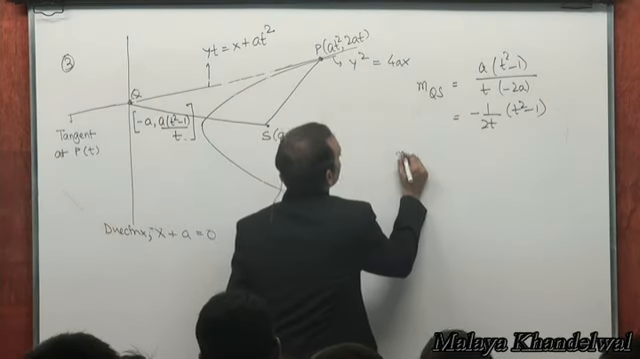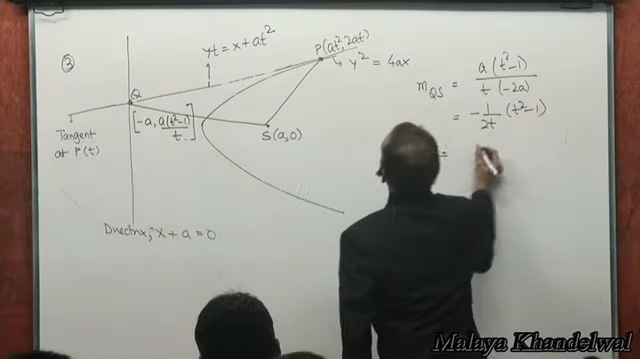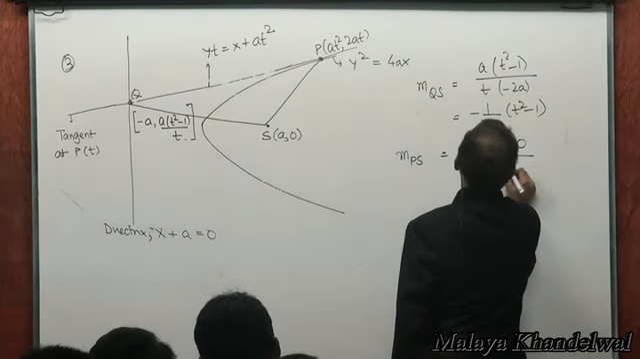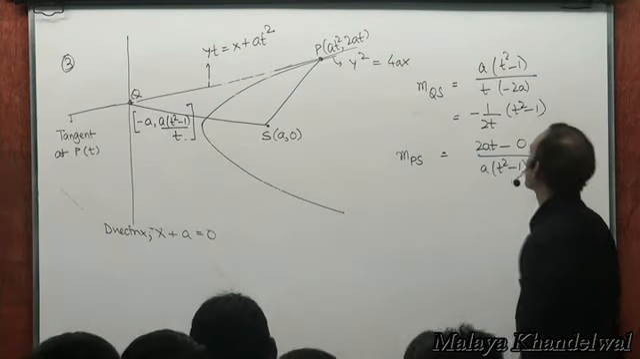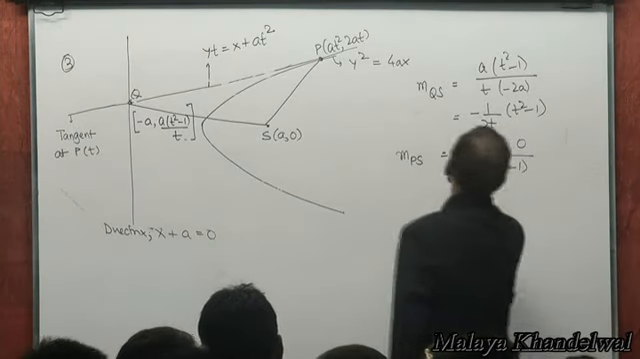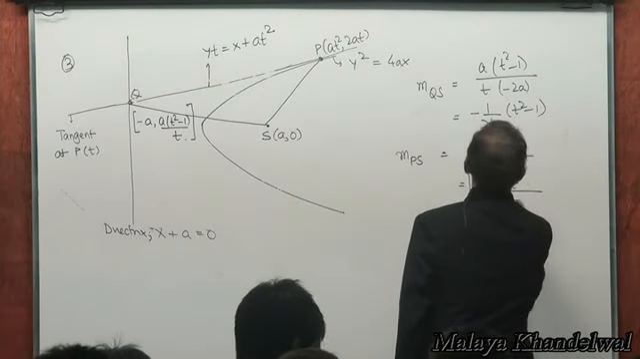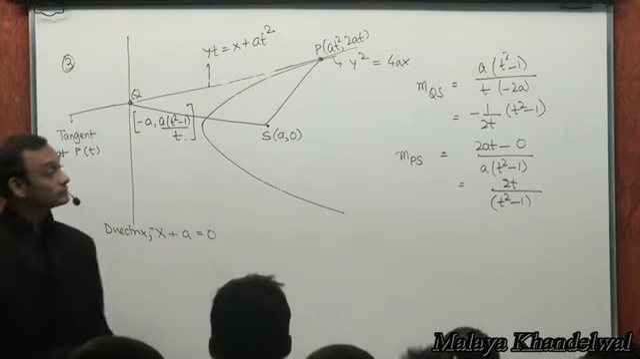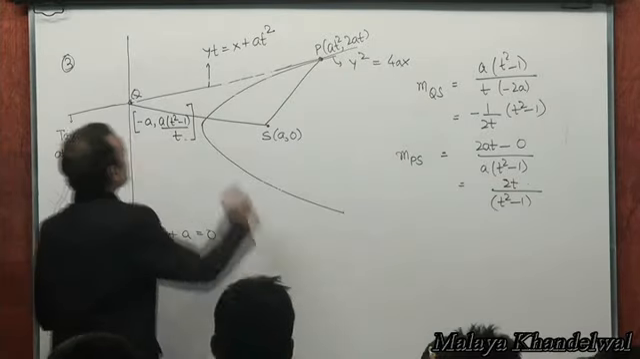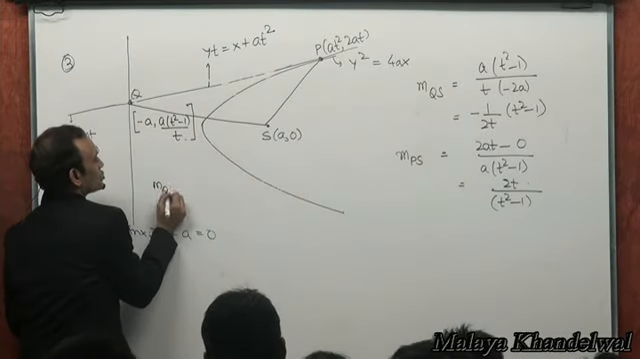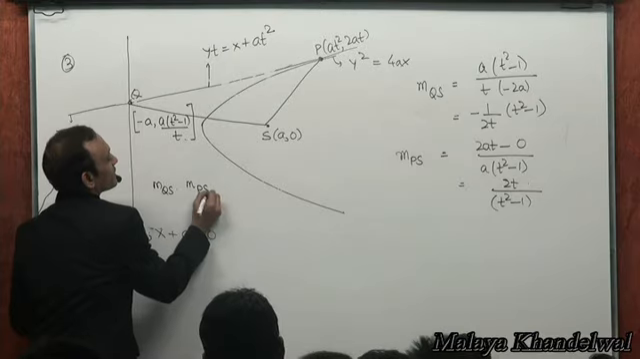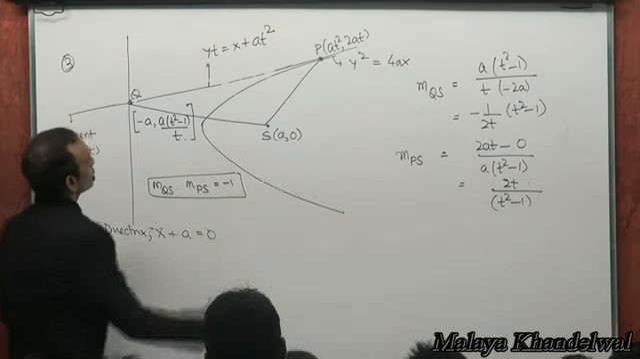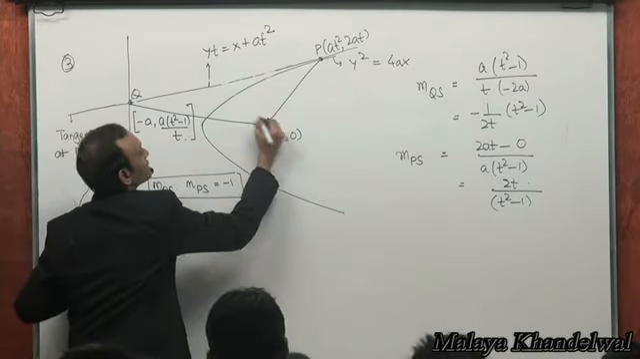What's the slope of PS? 2at minus 0 divided by a into t squared minus 1, right? Which is 2t by t squared minus 1. Product of the slopes is minus 1. Slope of QS into slope of PS is minus 1, check that out. So angle QSP must be 90 degrees.